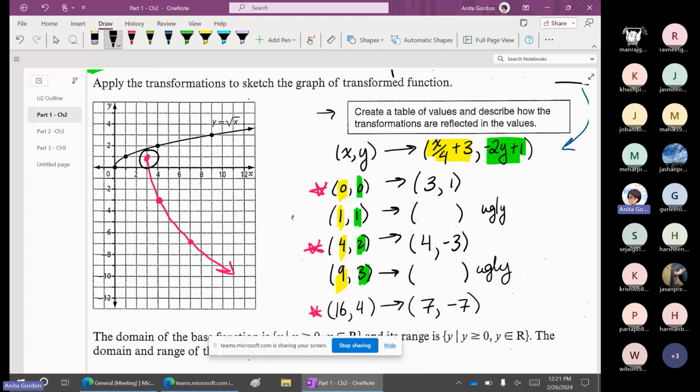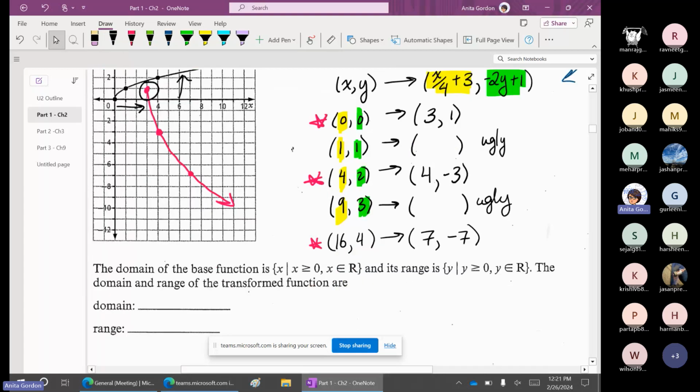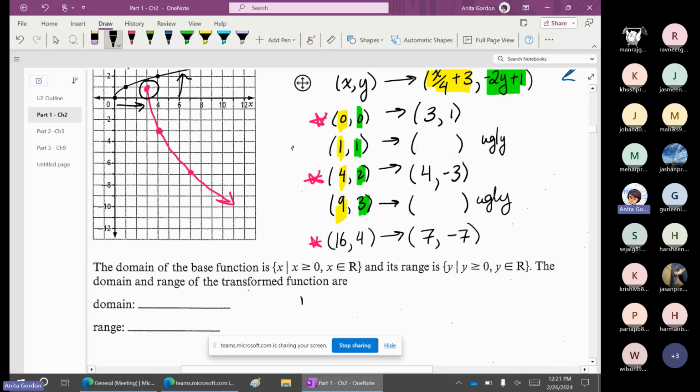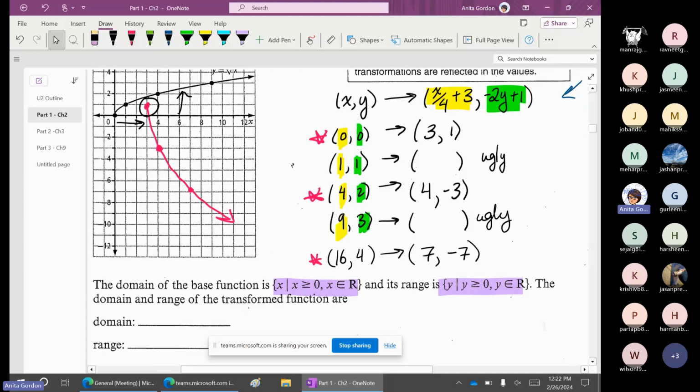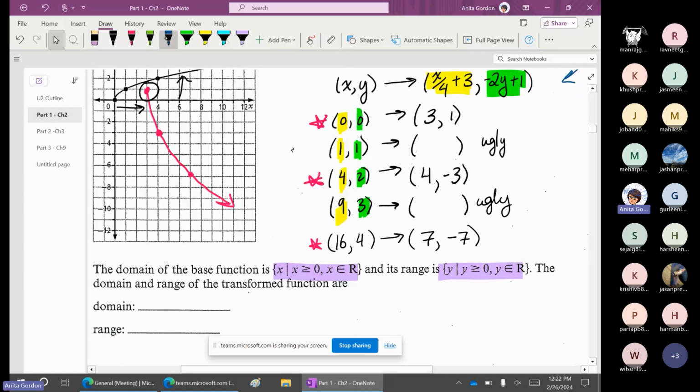Now, let's talk about domain and range. In my original, I could only have positive x's, and the result only gave me positive y's. So my original domain and range, oh, it's already written down here. My original domain and range was positive numbers. With my transformed domain and range, if you have a picture, hopefully you can just look at the picture and tell me. Can I have a brave soul tell me? What is the domain and range for the pink graph?